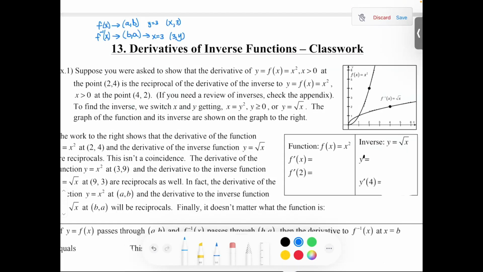So suppose we were asked to find the derivative of y equals x squared at the point 2, 4, and we want to show that that is the reciprocal of the derivative of the inverse to y equals x squared at the point 4, 2. If you need a review of inverses, you can watch chapter 13 from Stu Shorts. His video does a really good job going over inverses in a lot more detail than I have.